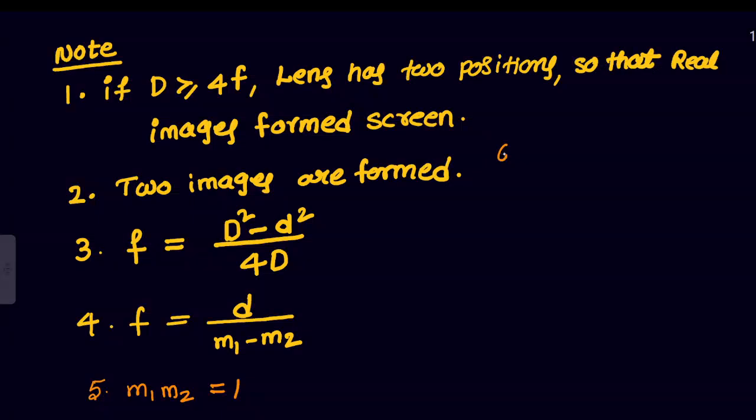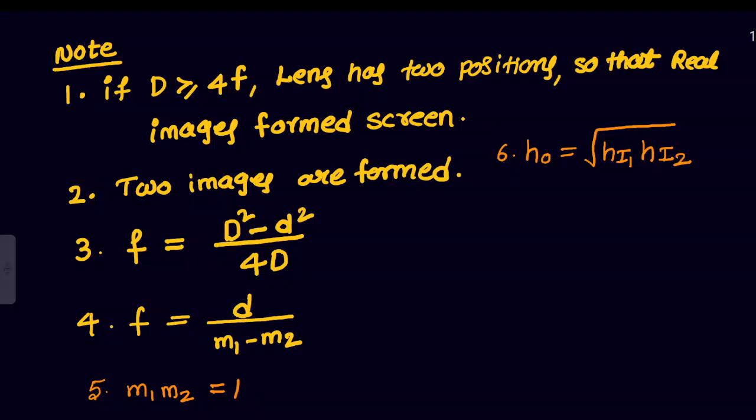Right. Next one. Another important thing we need to remember here: the height of this object is equal to the square root of hi1 into hi2. Here hi1, hi2 are the heights of the first image and the second image.